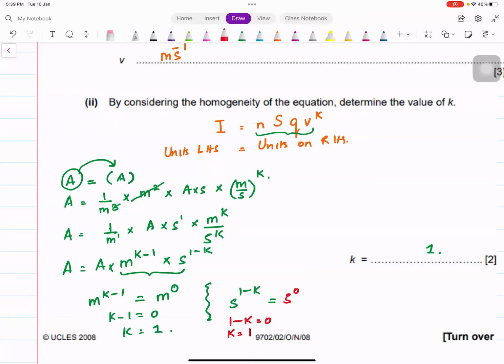So indices, if you have time, you should revisit indices in math O levels, right? Or IGCSE. Just revisit it, because if you are weak in indices, obviously this is going to trouble you. And otherwise, you just need to practice it. It's just math. It's not even physics.